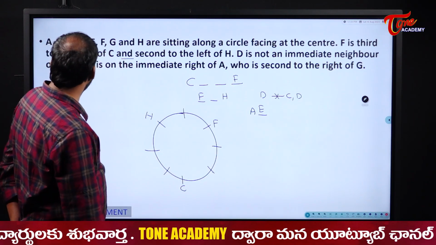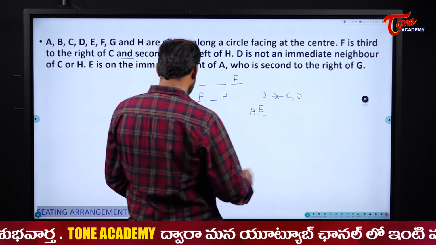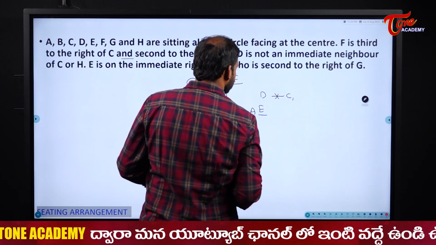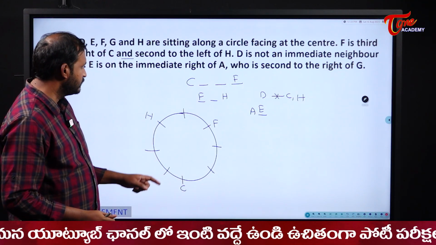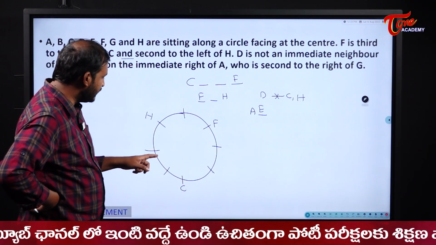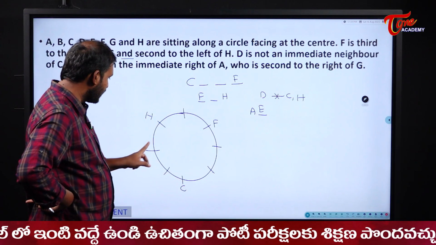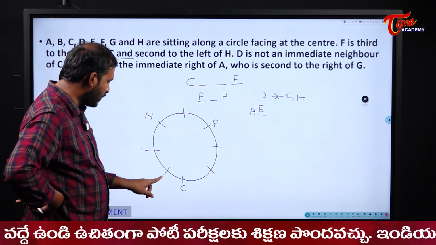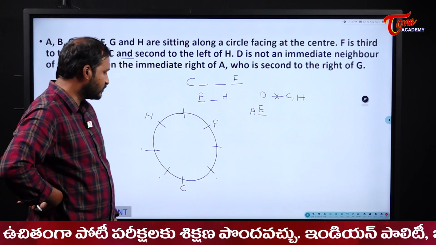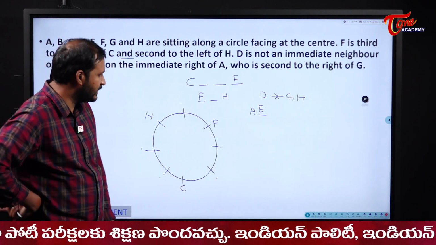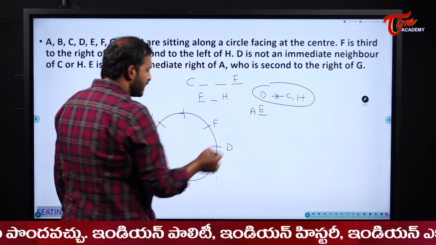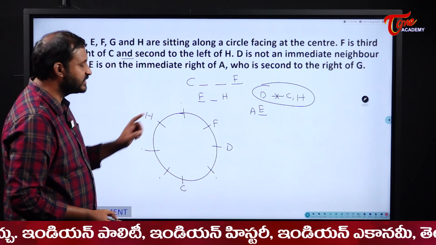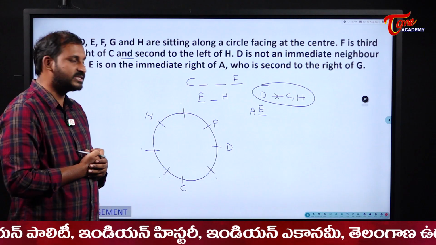Okay, D is not the immediate neighbor of C or H. Now see here, I cannot put D here. So the only chance left for me for D is this one. Why? Because D is not the neighbor of C and H. I cannot put D in these positions, so the only chance left for me is that one.